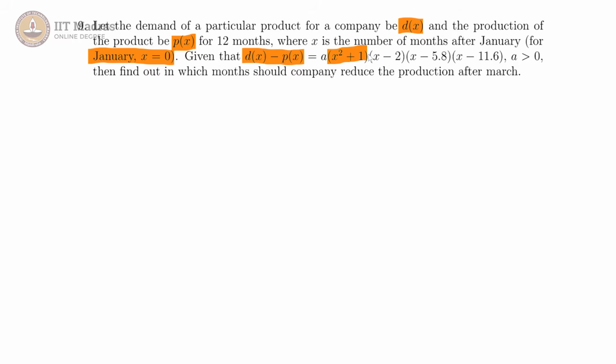This is essentially a quadratic multiplied by a monomial, by another monomial, and another monomial. So we have a fifth degree polynomial here, D of X minus P of X. Then find out in which months the company should reduce production after March. Okay, so reducing production would mean P of X is greater. That means D of X minus P of X should be less than 0.